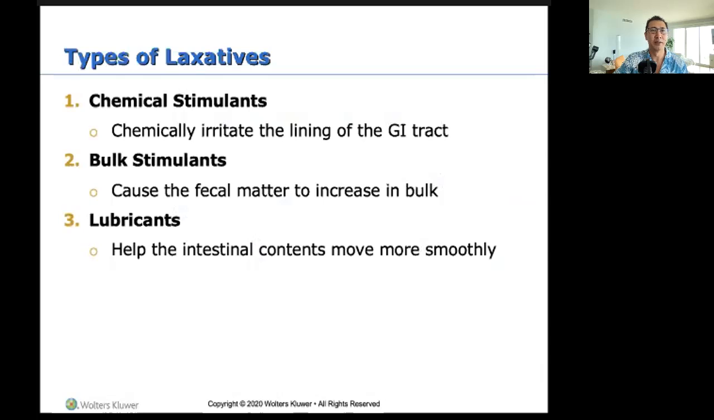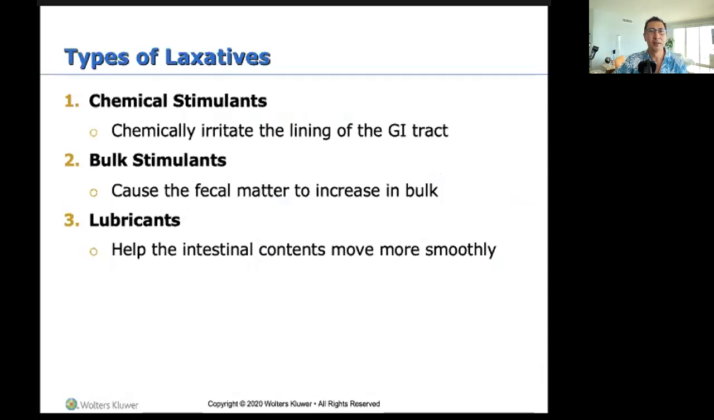One is the chemical stimulants. They chemically irritate the lining of the GI tract. It sounds harsh, but this irritation causes peristalsis, causes the GI tract to kind of say, you're pissing me off, I'm going to move. So the poop kind of shoots down.